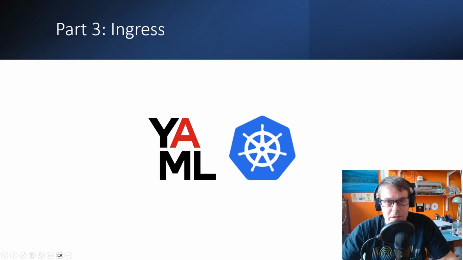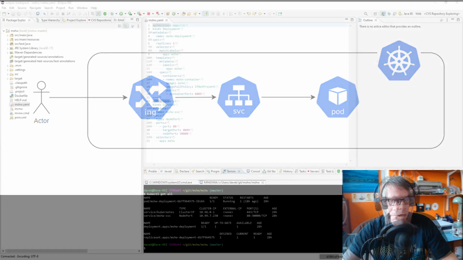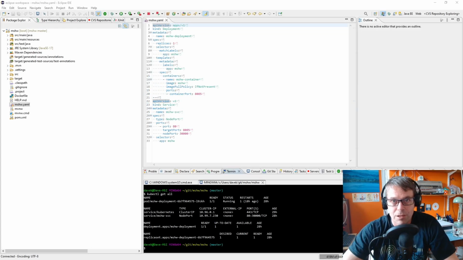So in the last video we installed our microservice as an external service in Kubernetes. In this video we're going to take a look at Ingress. We're going to convert the service to a cluster IP and we're going to configure Ingress to forward external requests into the cluster.